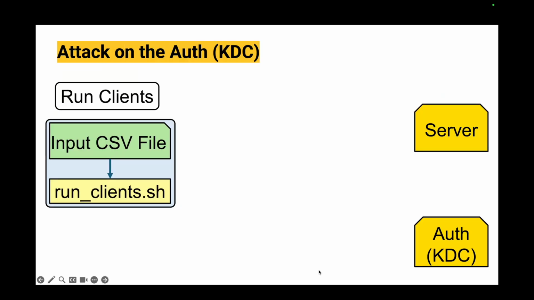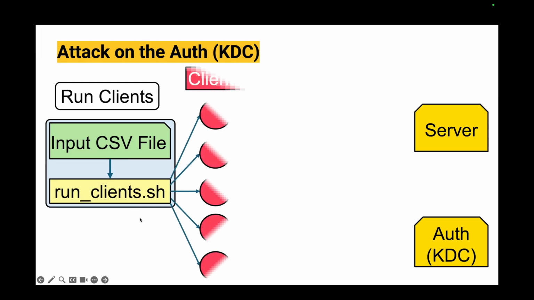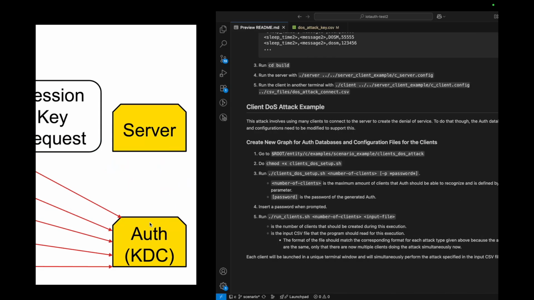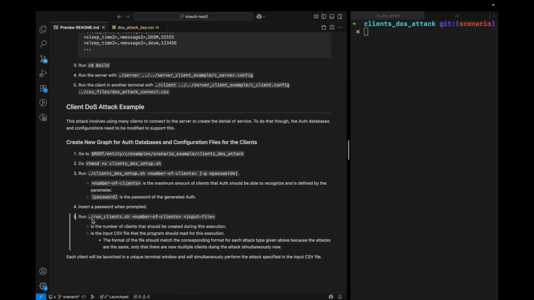Here is an example of the attack on the key distribution center, or Auth. The user will first need to run the clients. To do that, it will require an input file, which can be one of the pre-made ones in the testbed, or the user can make a custom one that, as long as it follows the correct format, can be used as a valid input file for the run client script here. That script will first generate the clients, and those clients will launch an attack on the key distribution center by doing a large amount of session key requests. Here's a demonstration of that attack. First, we will run that script.